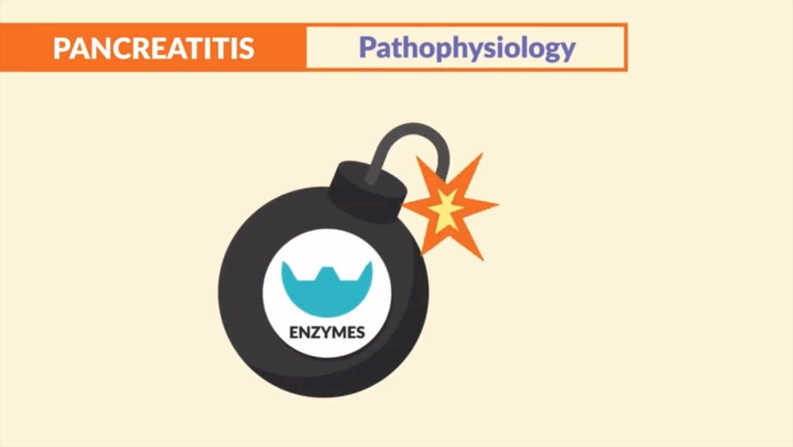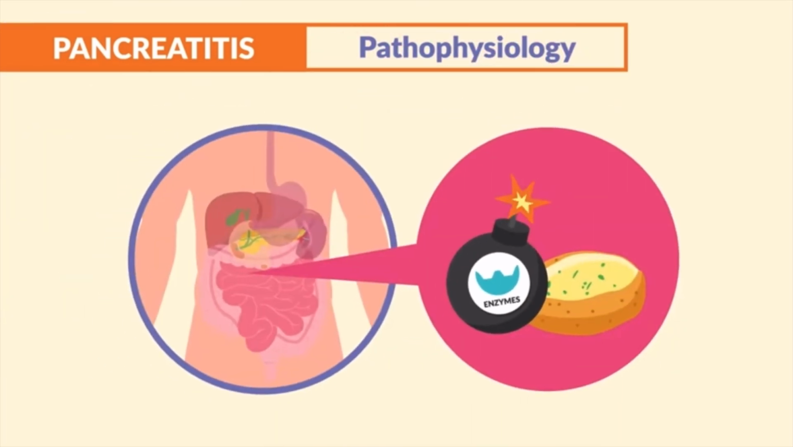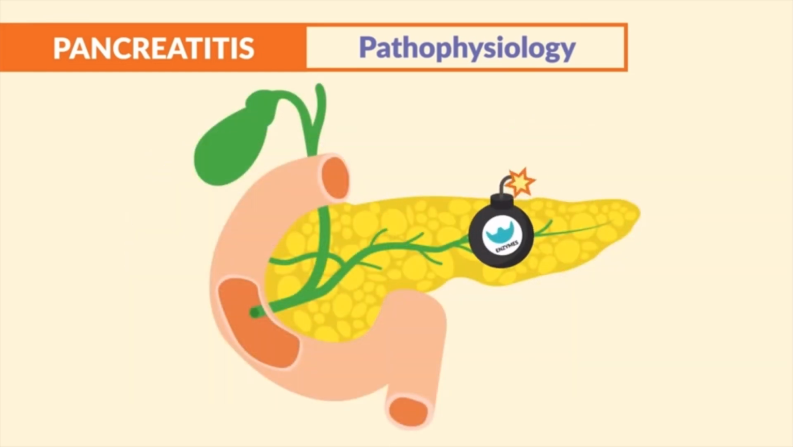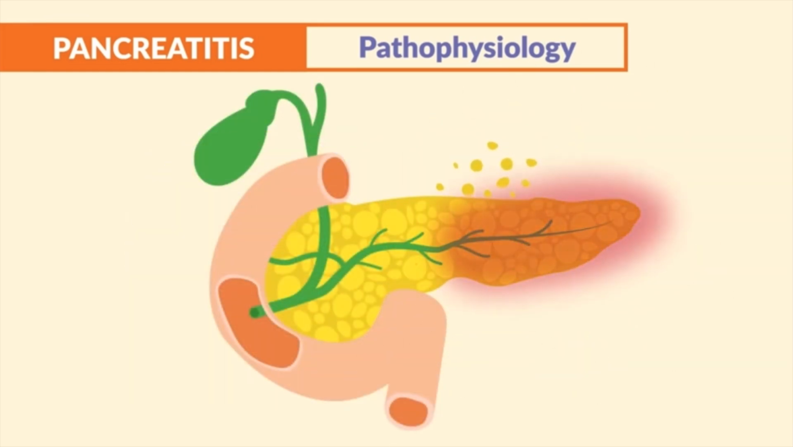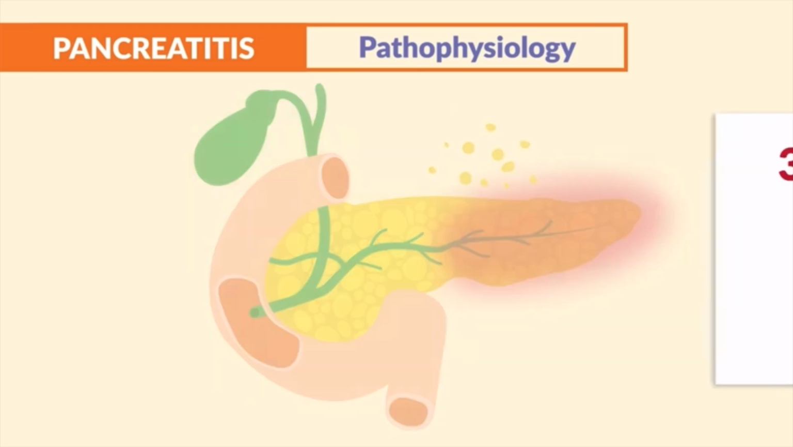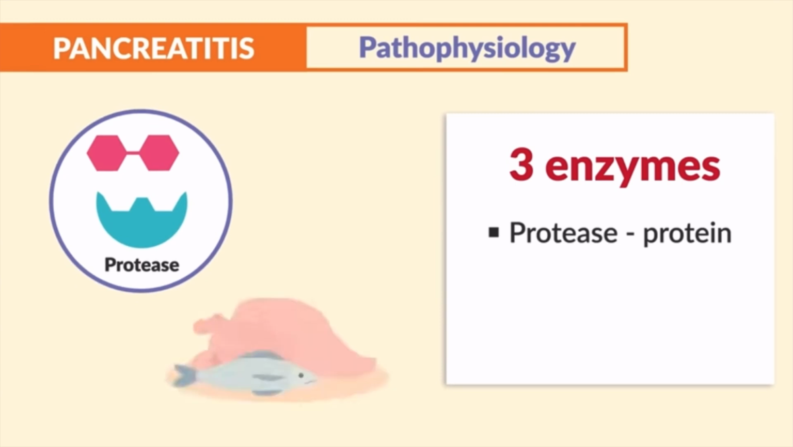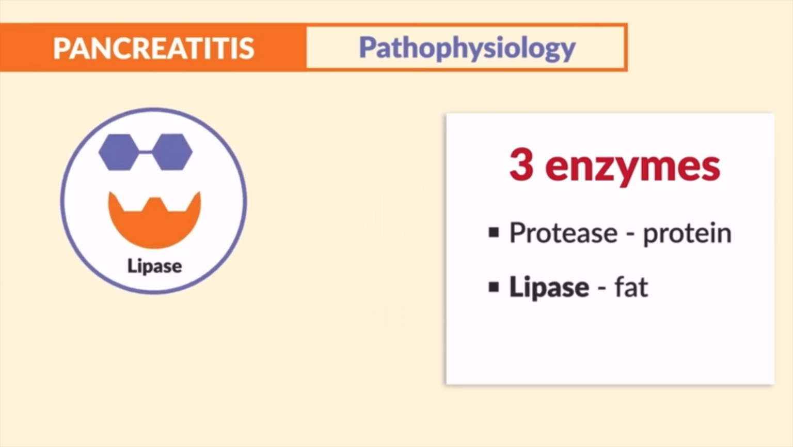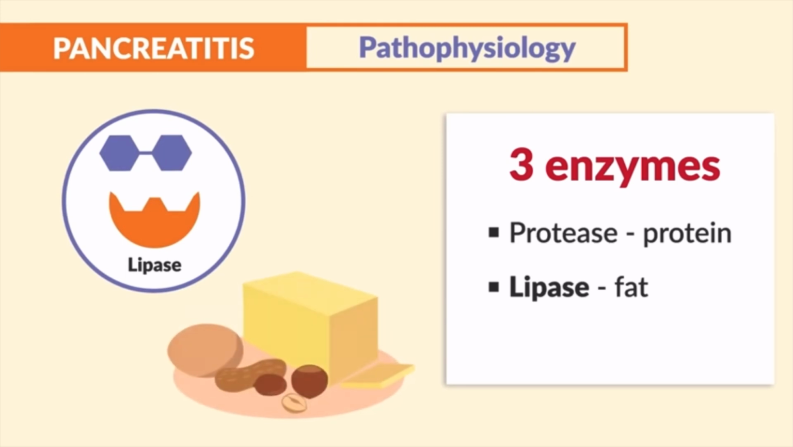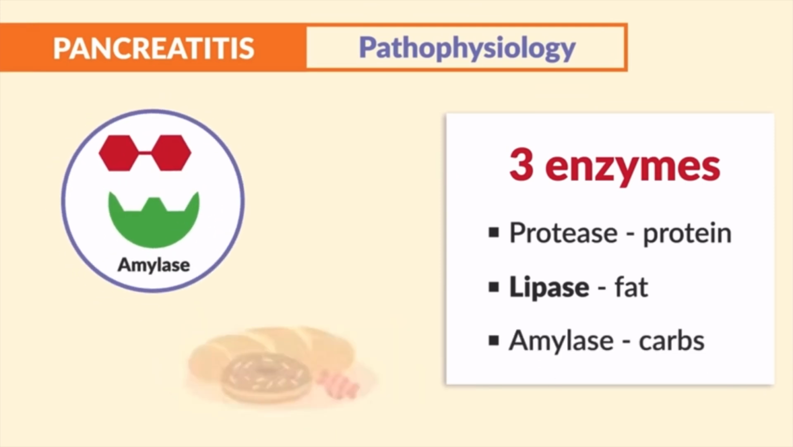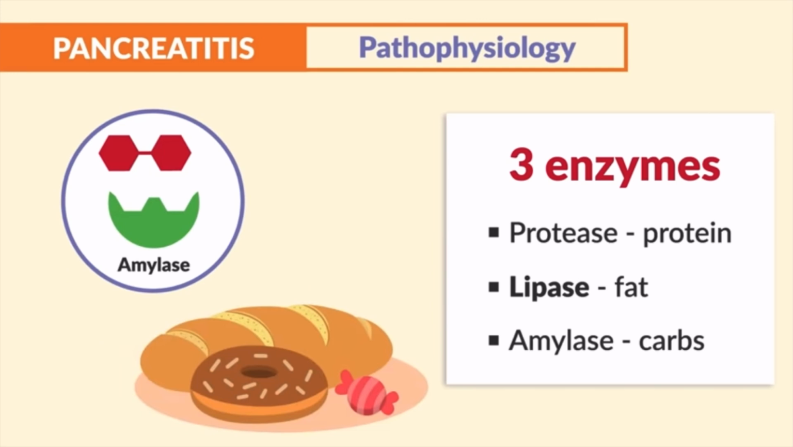They are like ticking time bombs to break down and digest food. But when they're activated early inside the pancreas, they actually digest the pancreas. So the three key enzymes to know are protease, which breaks down protein; lipase, one of the biggest affected by pancreatitis, which breaks down fats, so just think lipids and lipase, lipid for fat; and lastly, amylase, which breaks down carbohydrates.